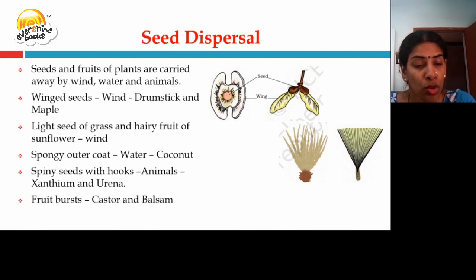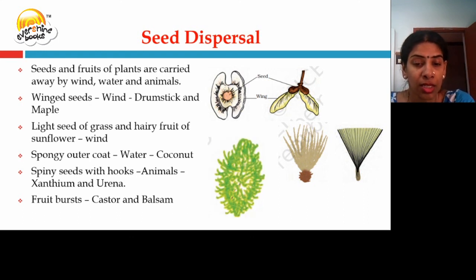Sometimes fruits also burst. It is seen in castor and balsam. All the seeds are liberated just like that. After the fruit bursts, seeds are splashed everywhere.